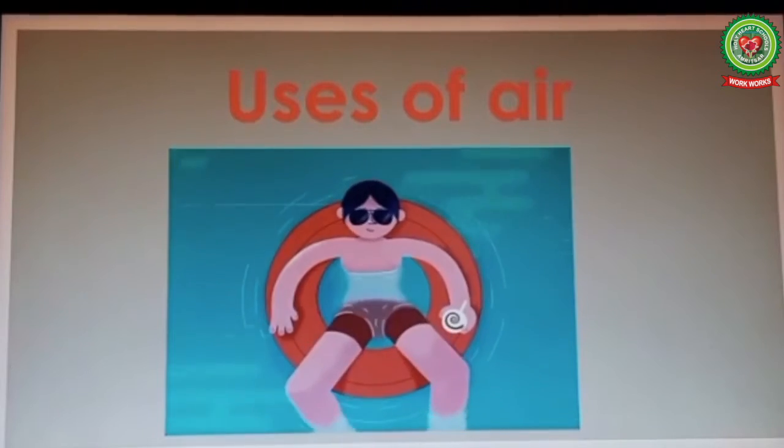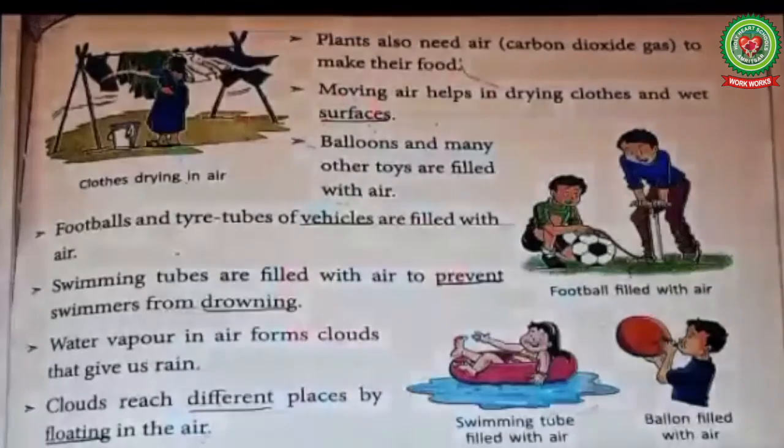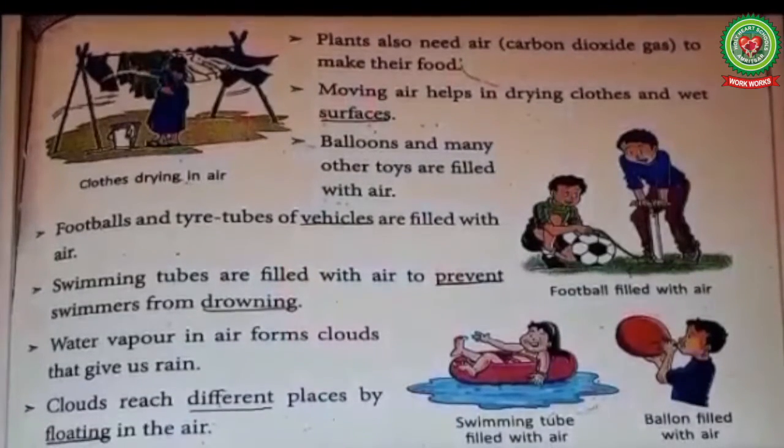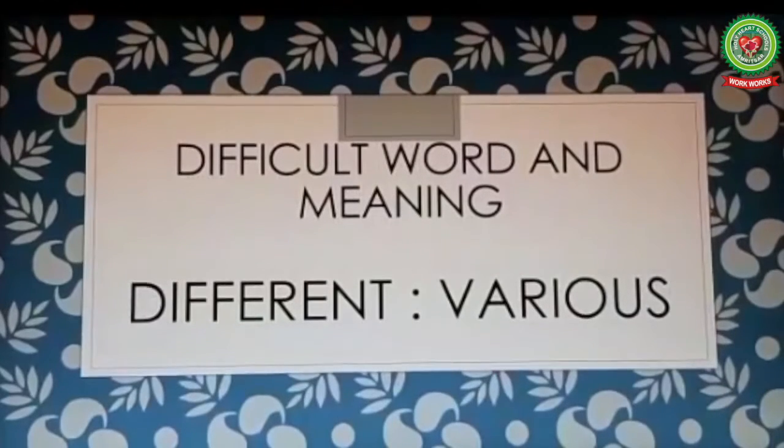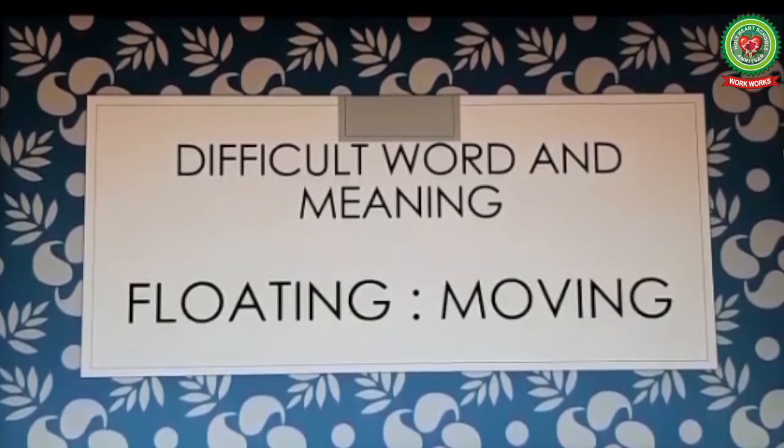Now read out point number 7. Water vapor in air forms clouds that give us rain. 8th point. Clouds reach different places by floating in the air. Underline the word different and write its meaning: various. Then underline the word floating and write its meaning: moving.